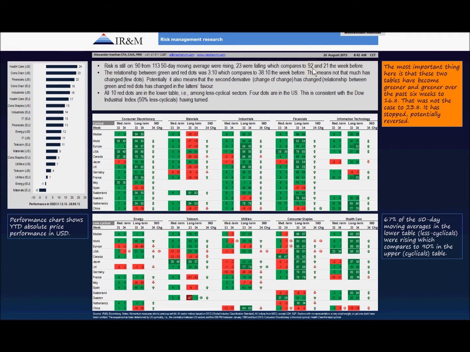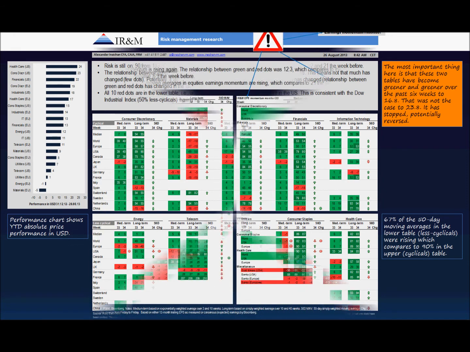The graph over here shows just the performance in US dollars since the beginning of the year. I typically change the date of this graph. Again, the same idea is for the quick reader to look at these dots. Now, in this particular week, there were extremely few changes. One comment perhaps here is that all the negative changes were in the less cyclical sectors.